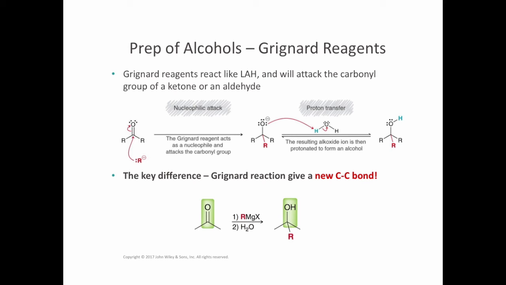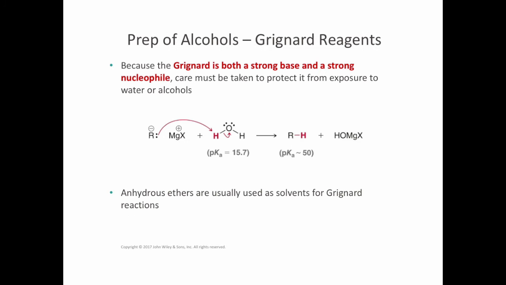So here the negatively charged Grignard, which is abbreviated as R, is attacking the carbonyl carbon, forming a new bond, breaking the pi bond of the carbonyl to get to this intermediate, which followed by an aqueous workup is protonated. So the important difference here is you're creating a new carbon-carbon bond, not a new carbon-hydrogen bond. Because the Grignard is both a strong base and a strong nucleophile, it will be quenched with water or alcohol.